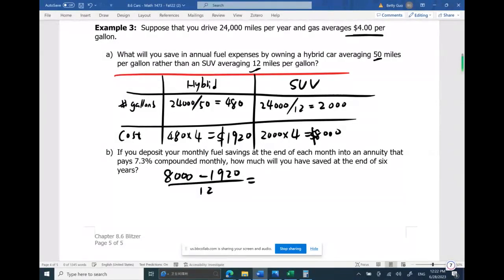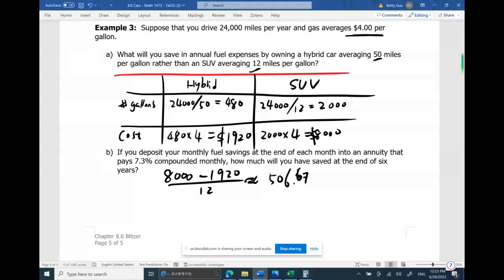Let's see what that is. Yearly saving: 8,000 minus 1920. That's a yearly saving of $6,080, divided by 12. Monthly saving is approximately equal to $506.67.